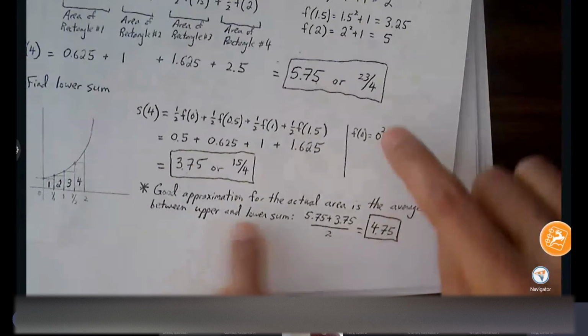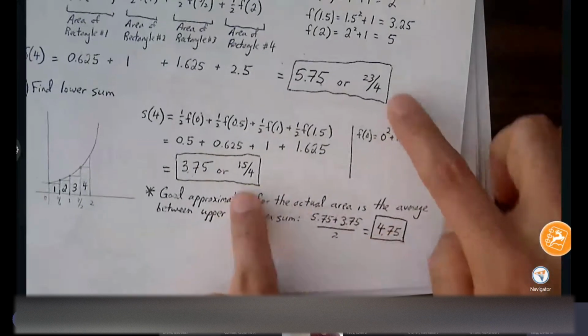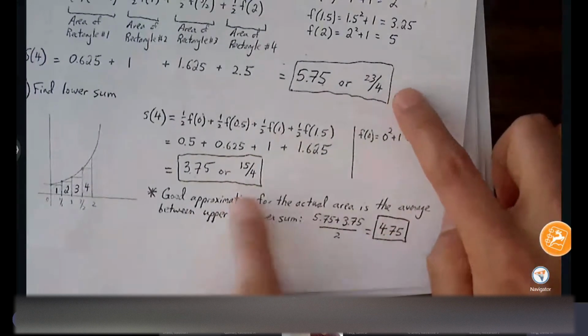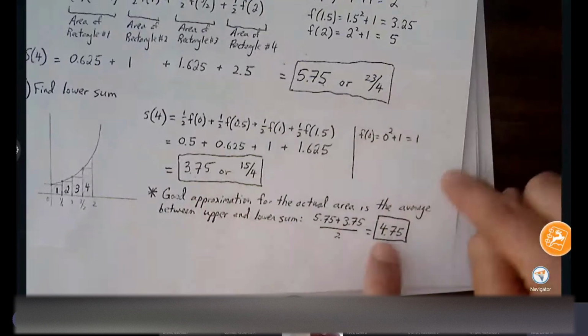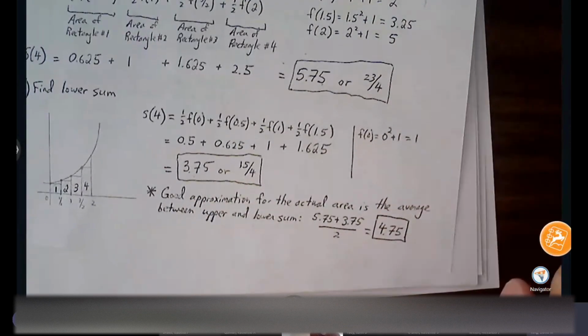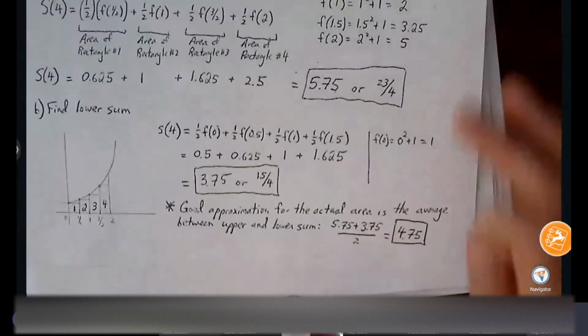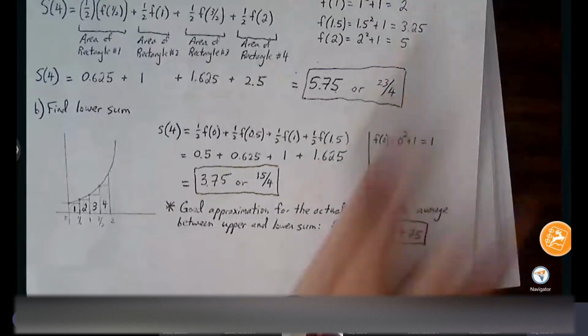Okay, it's still an approximation. Doesn't mean that this is the exact area, but we do know that if we have a lower and higher guaranteed value, if we find the average, we know we're closer to our goal. Okay, next page.